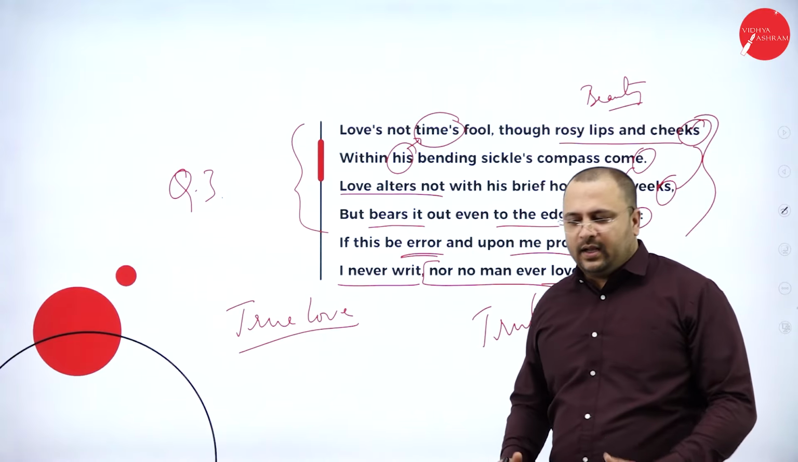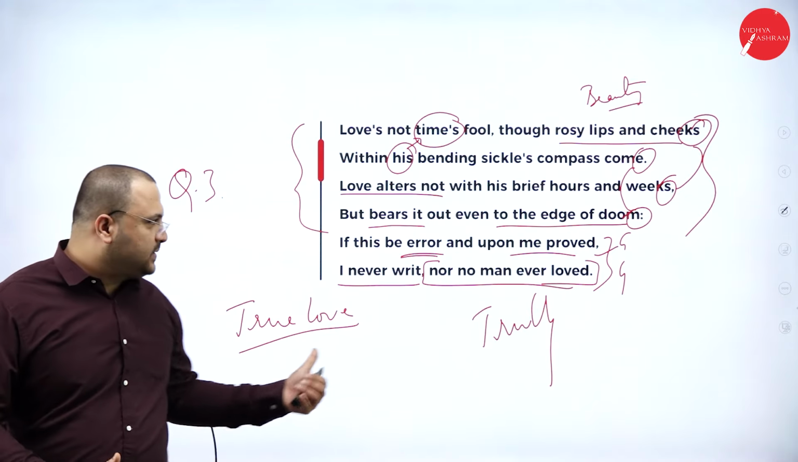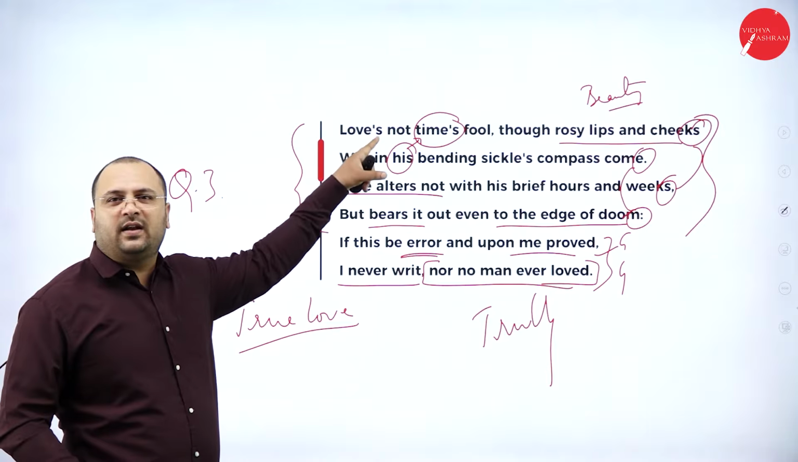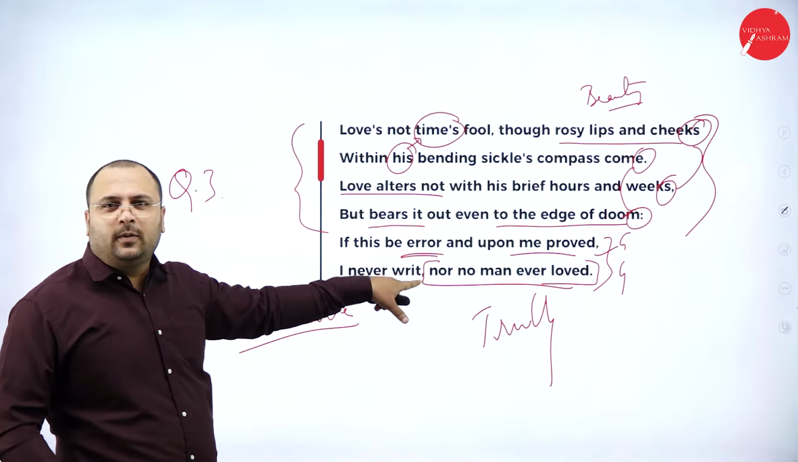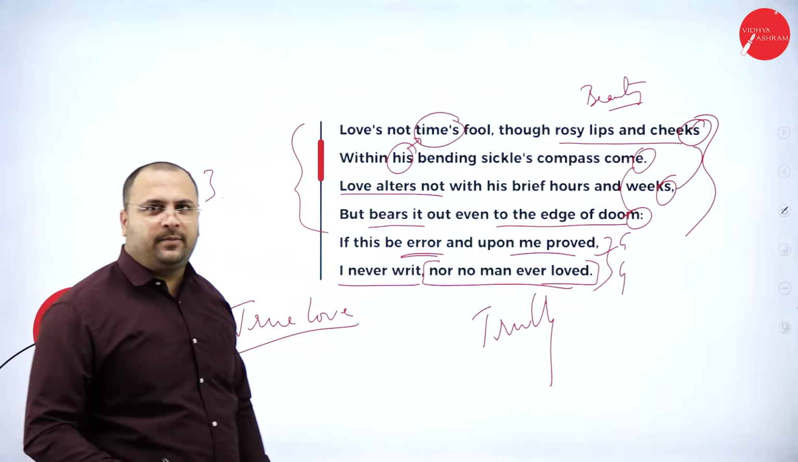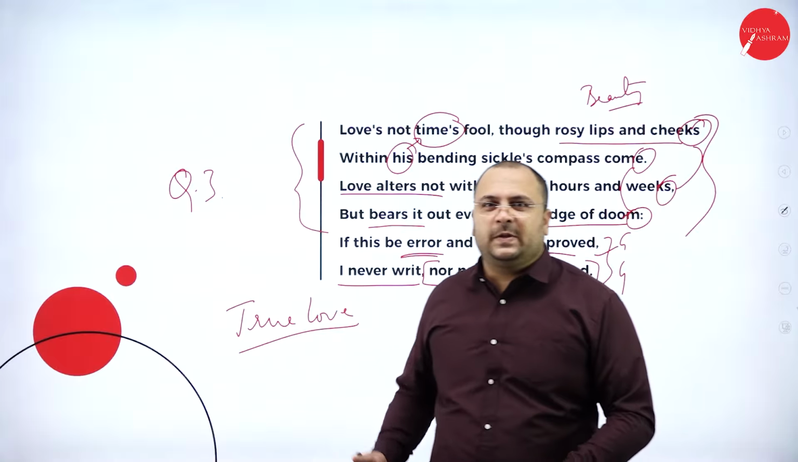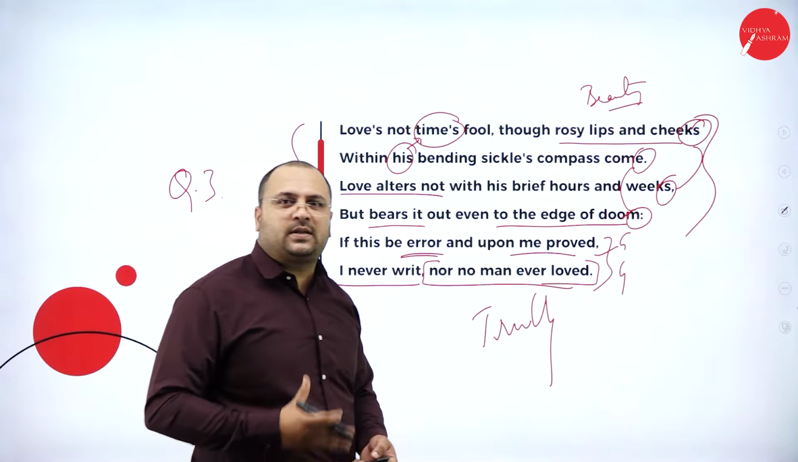So finally, in his ultimate statement, that is the couplet, he says, if everything is wrong, if there is an error, if you proved me wrong, then that means no man has ever loved truly. So this is the summary of the first sonnet, which falls under the Shakespearean type of sonnet. I hope you understood the mind of Shakespeare's intention.